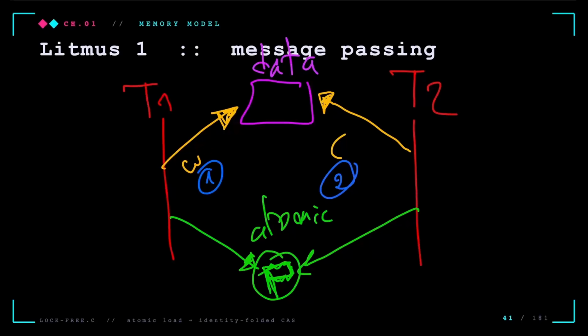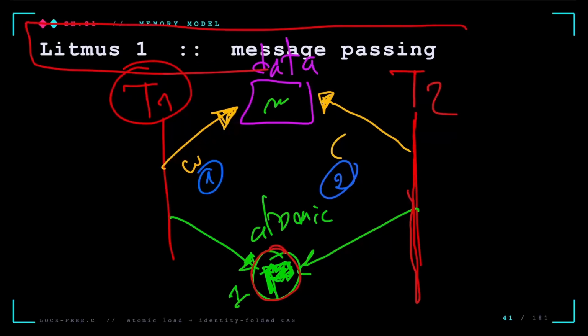Essentially, this is going to be a flag. I'm just going to draw it as a square. Once T1, thread 1, writes the data safely, so it writes whatever value it wants over here, then it sets the flag to 1. And then T2 is not allowed to read data until the flag is set to 1. So once it observes that the flag is set, it can read the data. This is the idea of message passing.